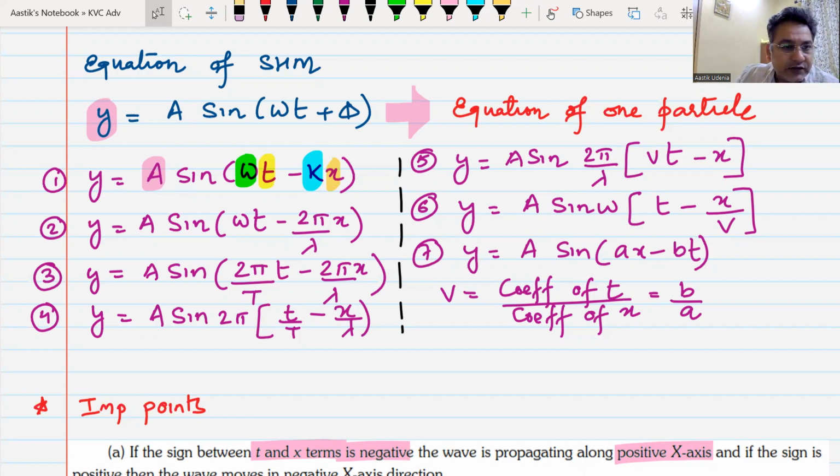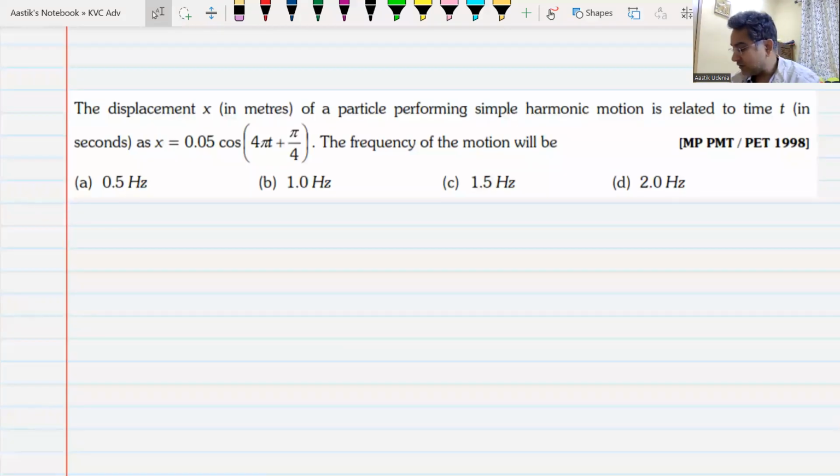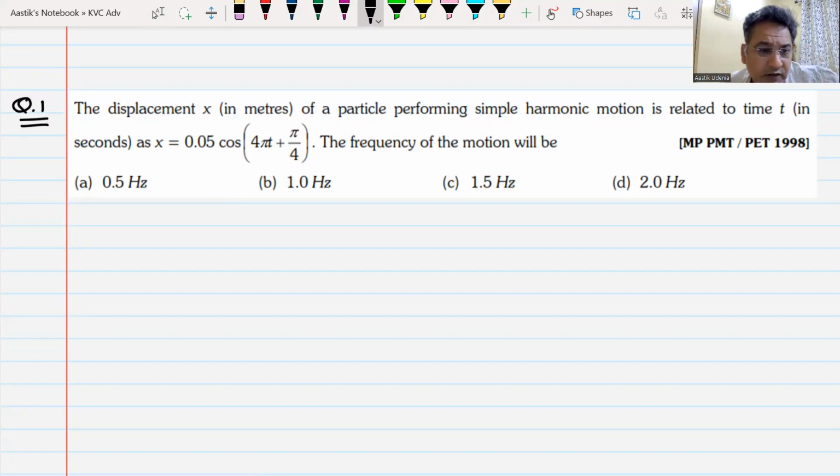We had dealt with various types of problems. We'll continue on those problems. Let me give you this one first to start off the proceedings. Okay, so this is the problem. This is just to get you in tune with the wave equation. The displacement of a particle performing simple harmonic motion.